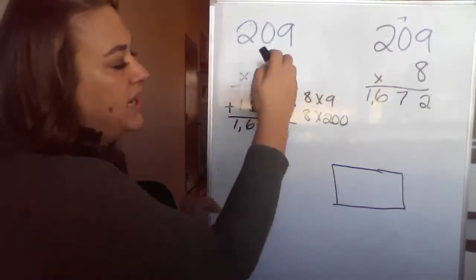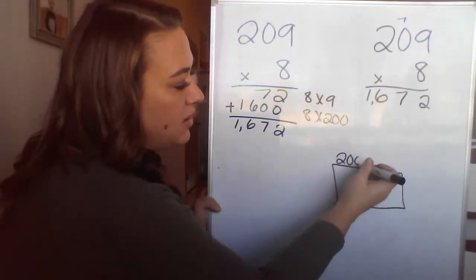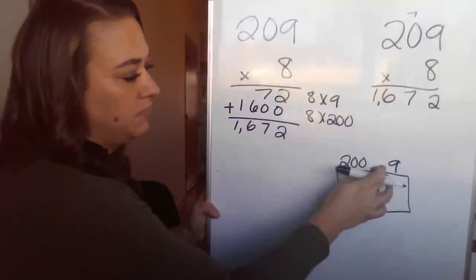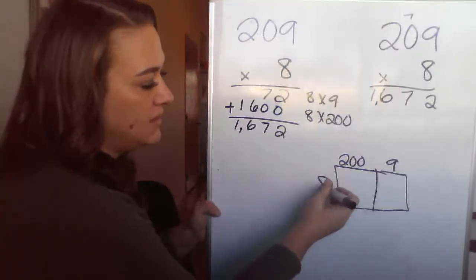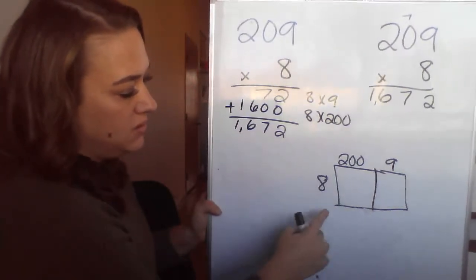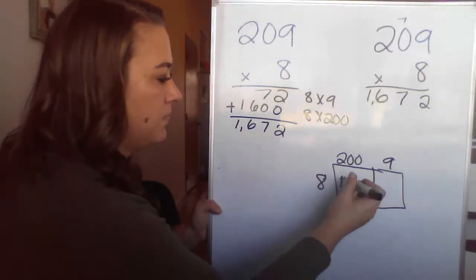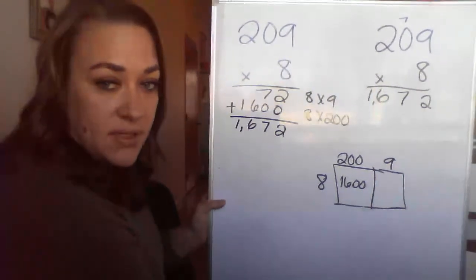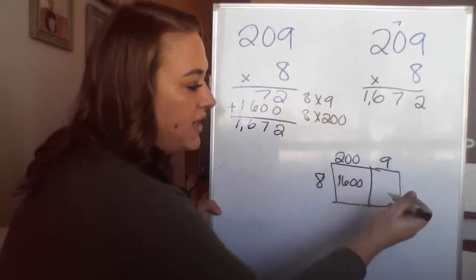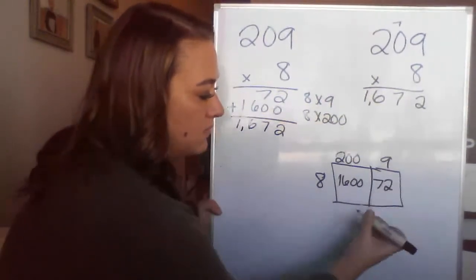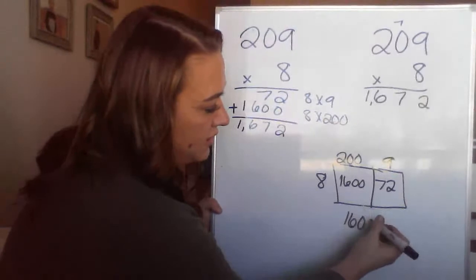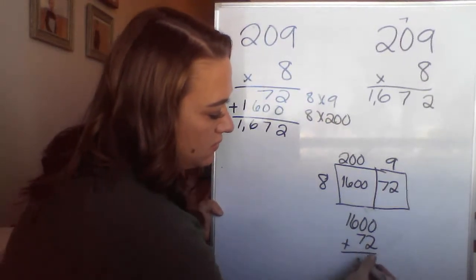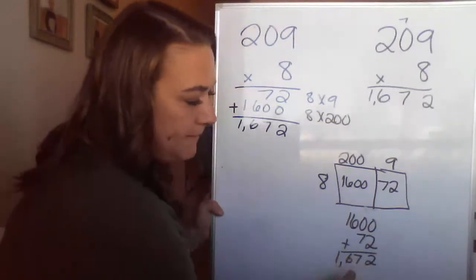So I have 209, so I'm just going to do 209. You don't need a 0 column. Okay, times 8. 8 times 200. 8 times 2 gives me 16, plus my 2 zeros gives me 1,600. 8 times 9, 72. Add our partial products. 2, 7, 6, and 1.